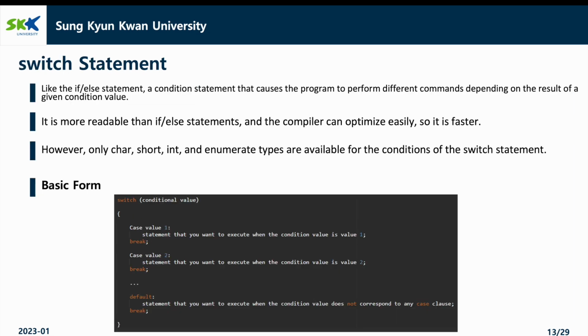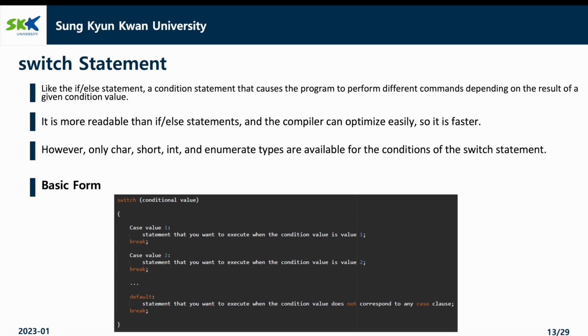Lastly, the switch statement is a conditional statement that causes the program to perform different commands depending on the result of a given condition value. It is more readable than if-else statements, and the compiler can optimize easily, so it is faster. However, only char, short, int, and enumerate types are available for the conditions of the switch statement.